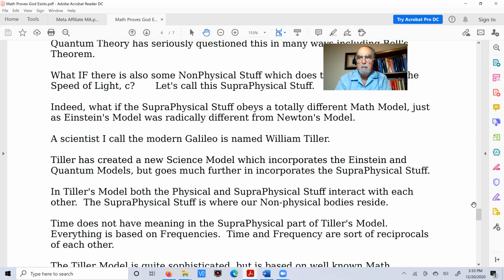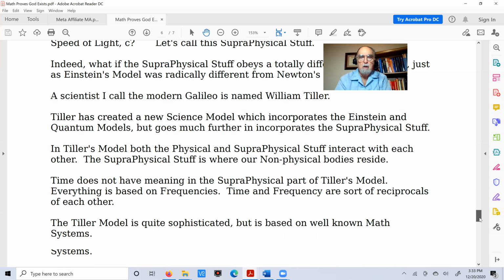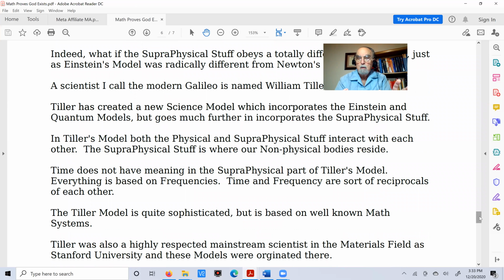Now, he's come up with a model for it that's very interesting. It's a math model. It's good, solid, the math is solid. Whether the model is an adequate model is another matter. But in the supraphysical part of the universe, everything's based on what's called frequencies. You don't have time domain stuff. You have frequency domain, and you have to be a pretty sophisticated mathematician to understand it. This is not high school math now.